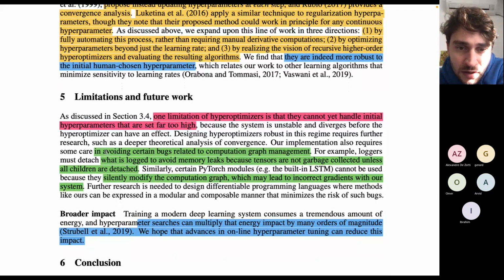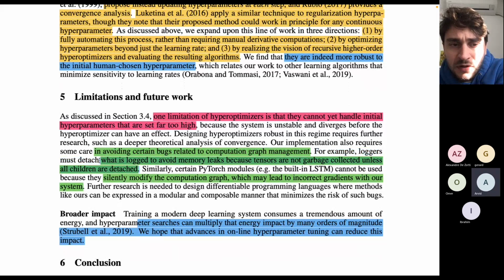And it says, our implementation also requires some care in avoiding certain bugs related to the computation graph management. For example, loggers must detach what is logged to avoid memory leaks because tensors are not garbage collected unless all children are detached. So I guess when they say children, they mean the learning rate is no longer a child. But yeah, this is a good point.